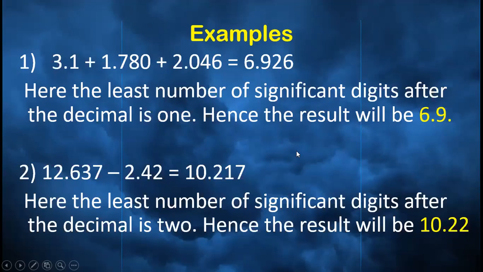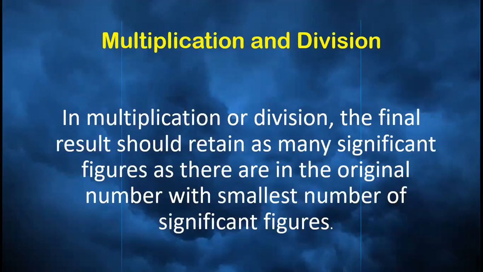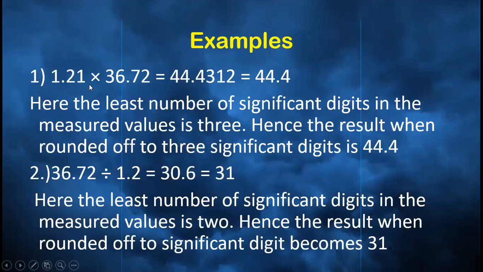This is in the case of addition and subtraction. Now what is the rule in the case of multiplication and division? In multiplication or division, the final result should retain as many significant figures as there are in the original number with the smallest number of significant figures.